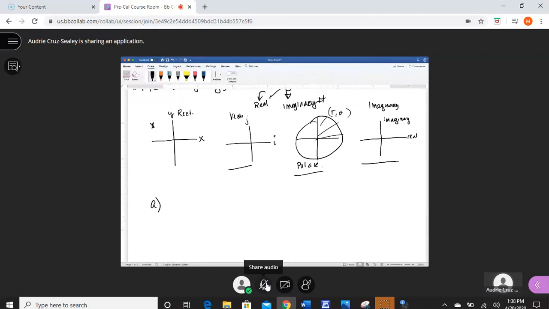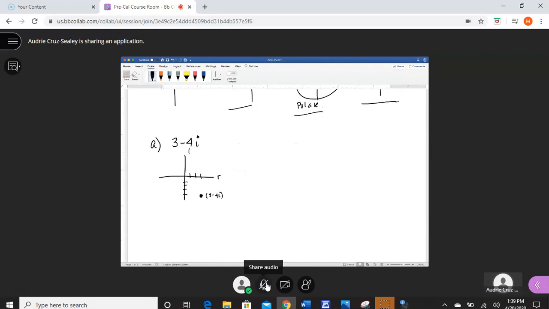So for example, if I wanted to graph 3 minus 4i, this is one number, it's an imaginary number. So it's only going to represent one dot. Remember, this is the real plane, this is the imaginary one. So you would go 1, 2, 3 on the real axis, down 4 on the imaginary axis, and that would be your dot. So this right here is 3 minus 4i. Is that okay?